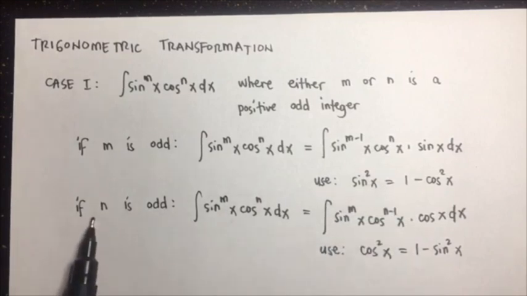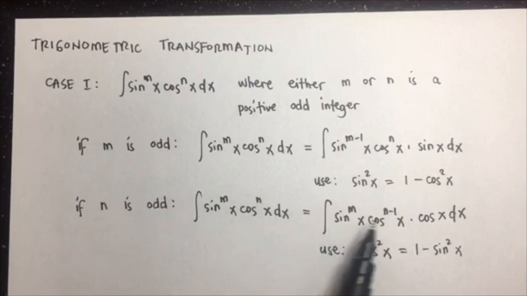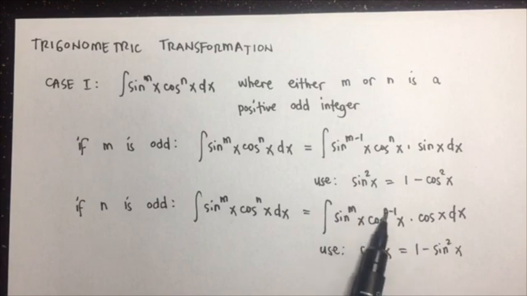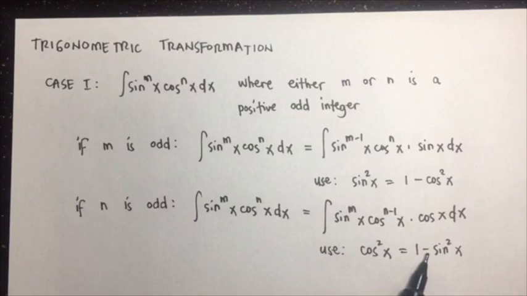The same if n is odd: we'll take out 1 of the cosine of x. Then n minus 1 will be even because n is odd, and then we'll substitute cosine squared x equals 1 minus sine squared x, for the cosine with the even exponent.